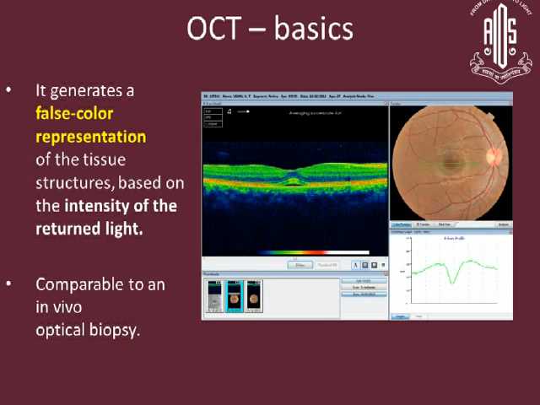And we all know that it generates a false color representation of tissue structures based on the intensity of returned light. The warmer colors signify higher reflectivity, and the colder colors from blue to yellow signify lower reflectivity. In grayscale, the brighter shades indicate higher reflectivity, and the duller shades indicate low reflectivity. An optically empty space looks black. And the image can be compared to an in vivo optical biopsy.